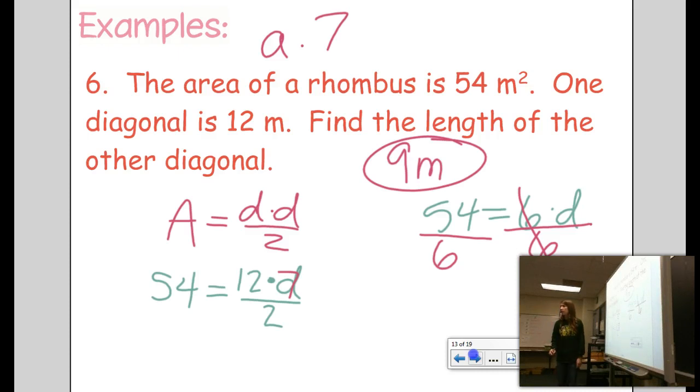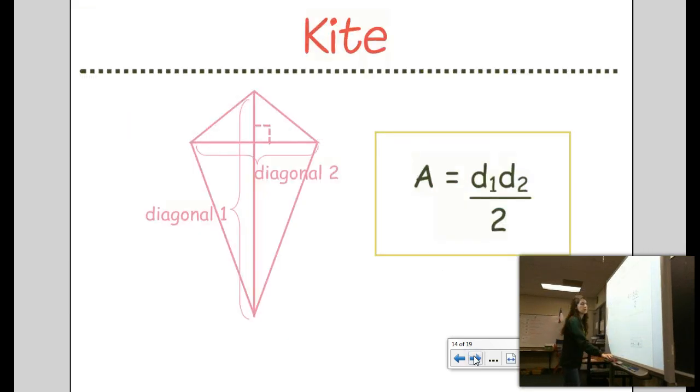Yes, Megan. I did a different one. Okay, what'd you do? I did 54 divided by 12. Okay. And then times 2. Yeah, that'll work, absolutely. That wasn't a mistake. That was a correct way to get the answer. It's basically the same way as the other one.